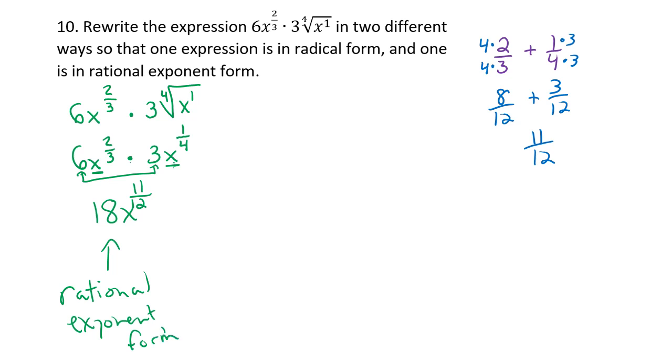And then I can take that single answer that I have here, and I can write it as a radical. Once again, that 11 over 12 is connected to the x, not the 18. So the 18 is going to be in front of the radical with an index of 12 and an exponent of 11. And now you're in radical form.